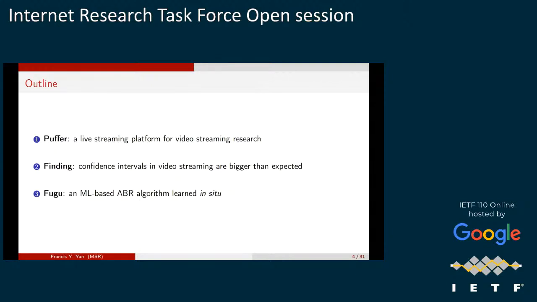This talk will be in 3 parts. First, I'll describe Puffer, a live streaming platform for video streaming research. Then I'll show a surprising finding from a randomized experiment we performed on Puffer. That is, the confidence intervals on the performance of ABR algorithms are much bigger than we realized. Lastly, I'll introduce Fugu, a machine learning-based ABR algorithm that was learned in situ, meaning in place on the actual deployment environment, Puffer. Okay, let's move on to Puffer.